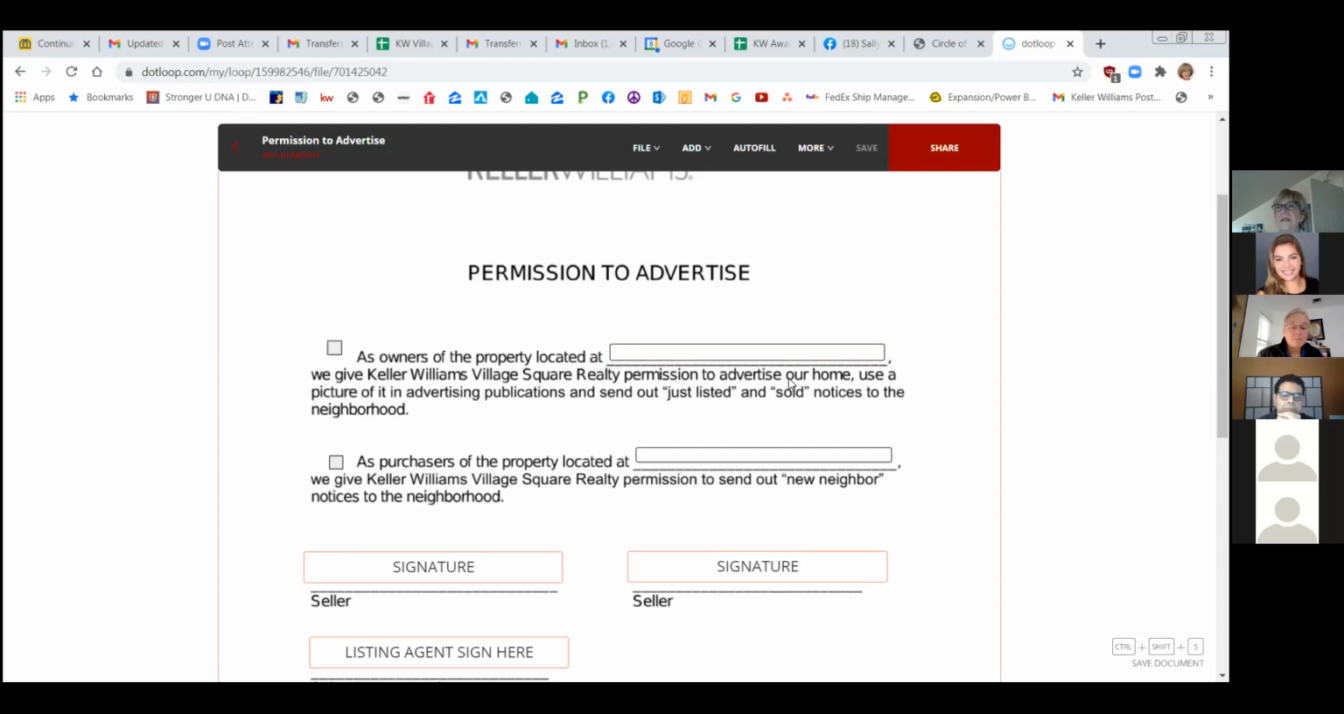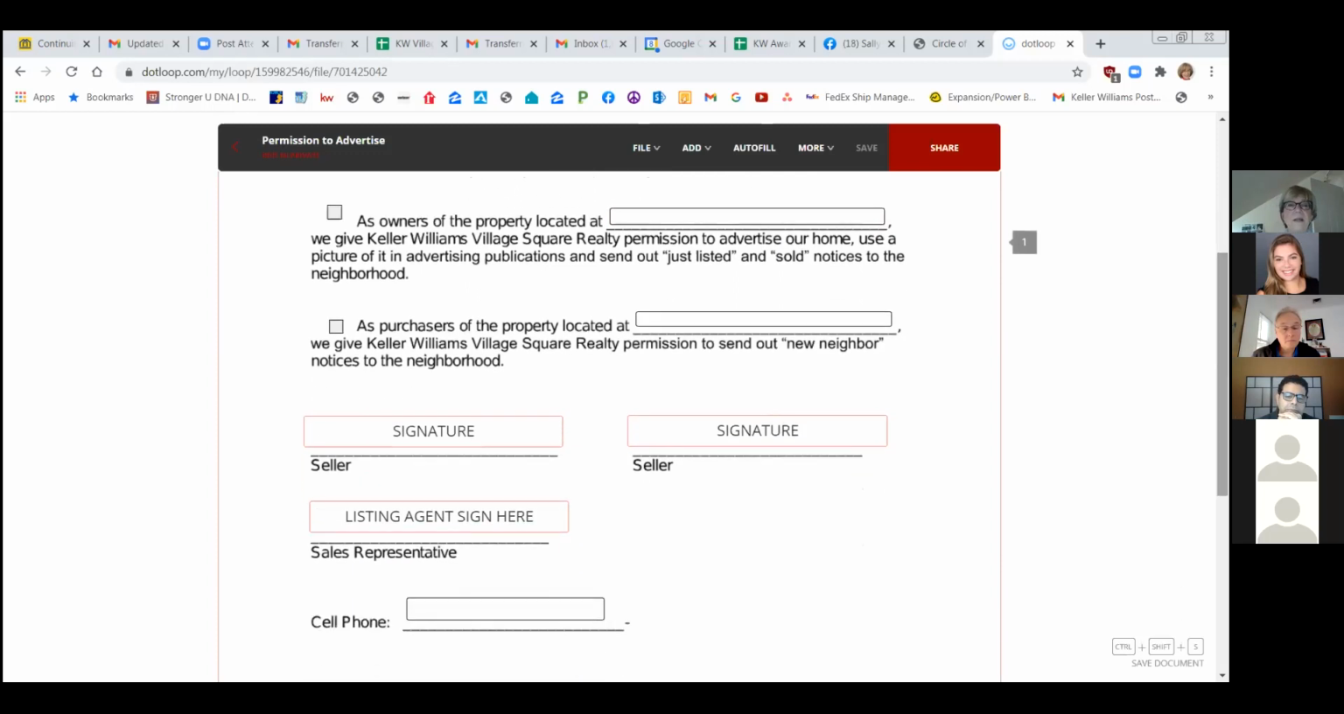And advertise doesn't just mean an ad in the paper, which nobody does anymore anyway. But like I said, even if you put it on Facebook or Instagram, or you tweet about it, any of those sites, that's advertising. So please have them sign this, and they will sign it, you will sign it, and then this is your cell phone number that you fill in there.